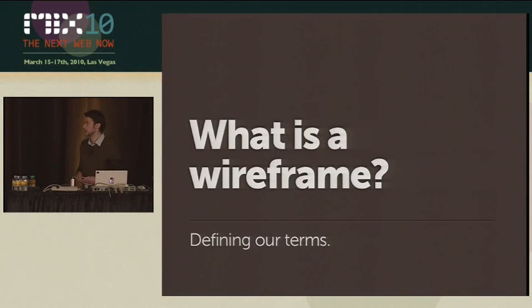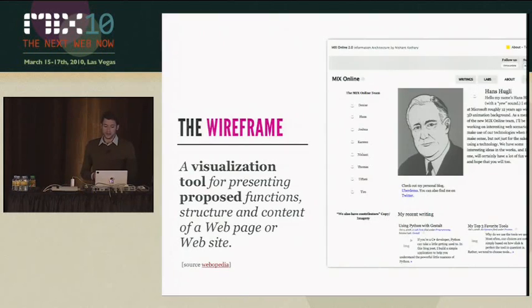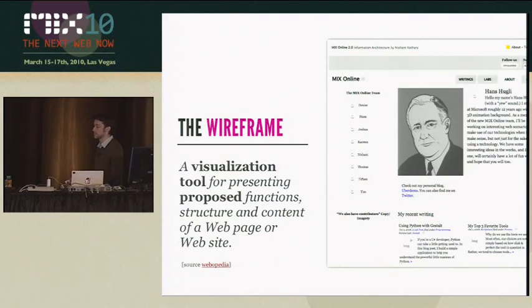So really quickly, I'm sure everybody here knows what a wireframe is, but I think we should just define the terms. I like this definition a lot, and I'm actually cribbing it from Nishant. A wireframe is a visualization tool for presenting proposed functions, structure, and content of a web page or website. It's a little dry, but I think that makes very good sense. It's proposing functions, outlining a structure, and making sure that all the content requirements are put on the page.